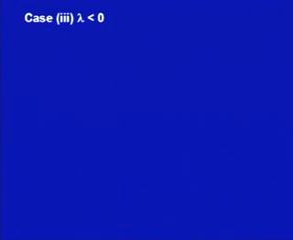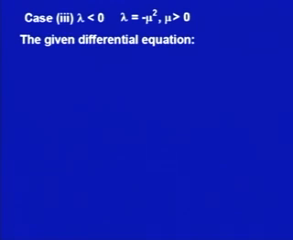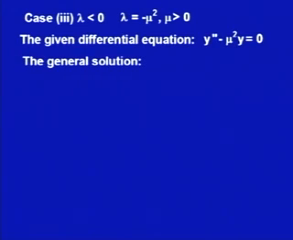Now, let us discuss the third case, when lambda is negative. So, let us again suppose in a similar manner that lambda is equal to minus mu square and mu is a positive real number. The given differential equation will become y double dash minus mu square y is equal to 0. As we already know, in this case the general solution would be of the form c 1 e to the power mu x plus c 2 e to the power minus mu x.